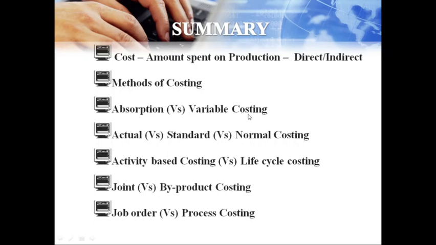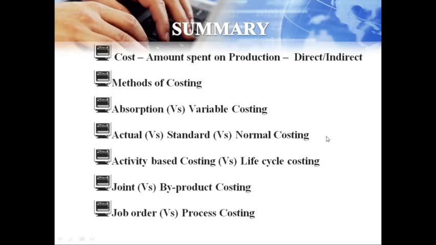Under variable costing, direct material, direct labor, we will use variable overhead, but we will ignore fixed overhead. And we just saw something called as actual costing method, standard costing method, normal costing method. Actual costing takes into account actual cost of material, actual cost of labor, and actual overhead cost. Standard costing takes into account expected cost of material, expected cost of labor, and expected cost of overhead. Why do we use standard costing method? In order to find out the variance between the expected cost versus actual cost.